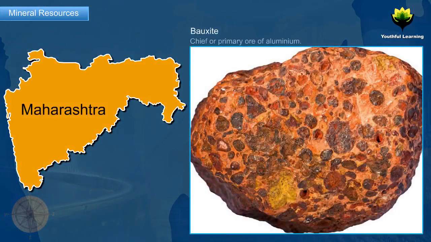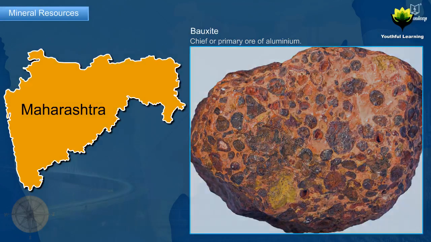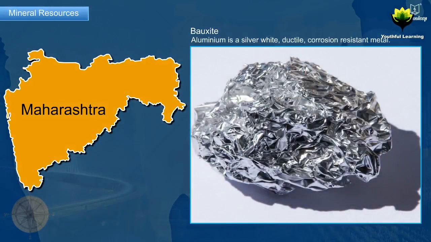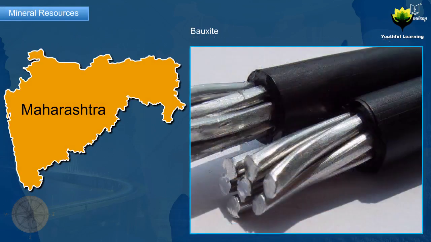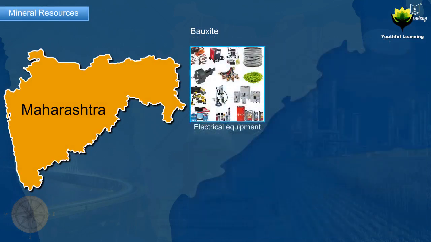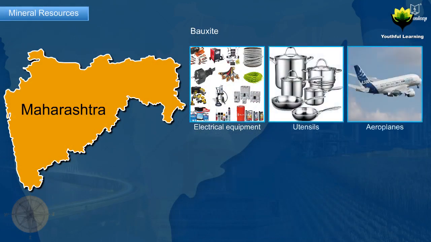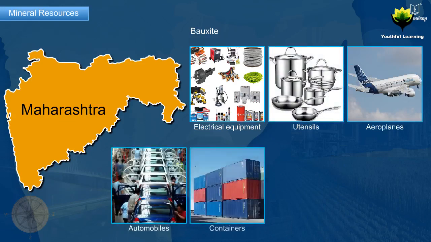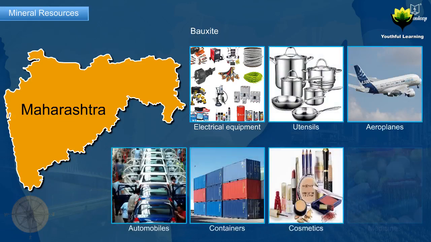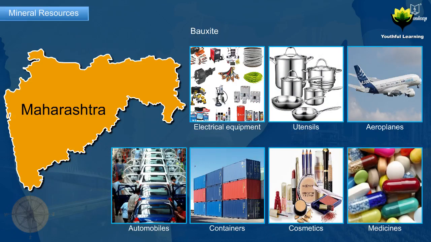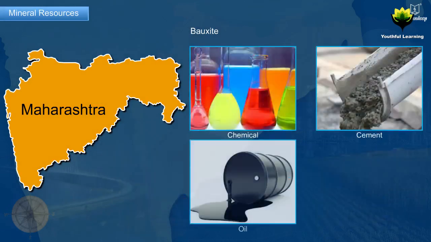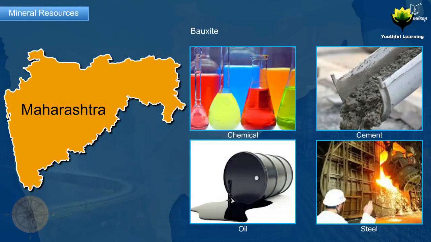Bauxite. Bauxite is the chief or primary ore of aluminium. Aluminium is a silver-white, ductile, corrosion-resistant metal. Being a good conductor of electricity, it is used in electrical equipment, utensils, aeroplanes, automobiles, containers, cosmetics and medicines, etc. Aluminium is used in the chemical, cement, oil and steel industry.